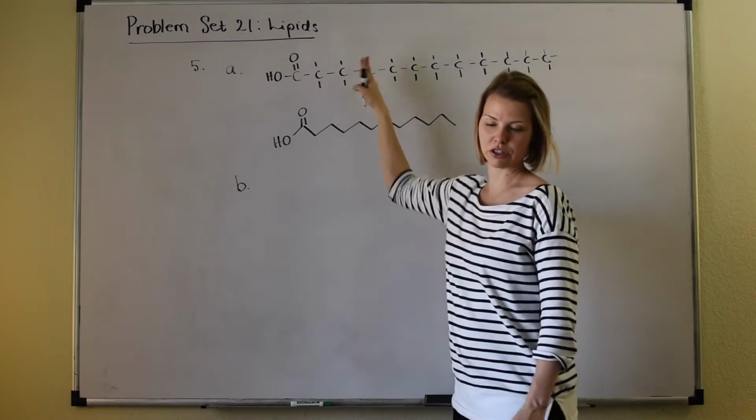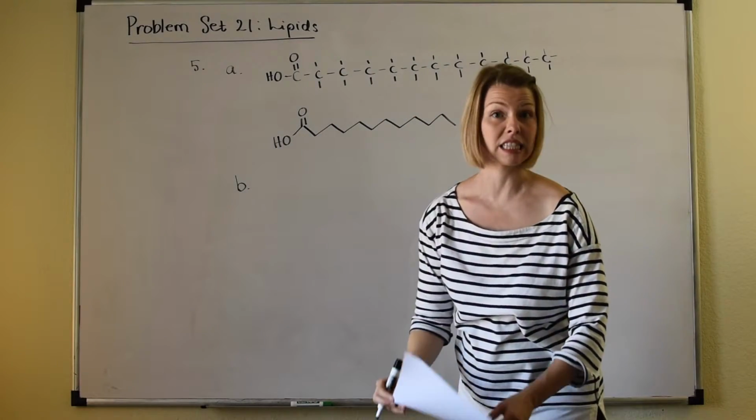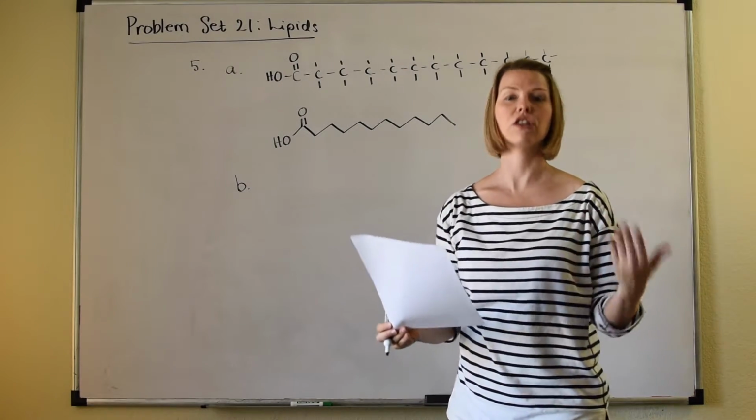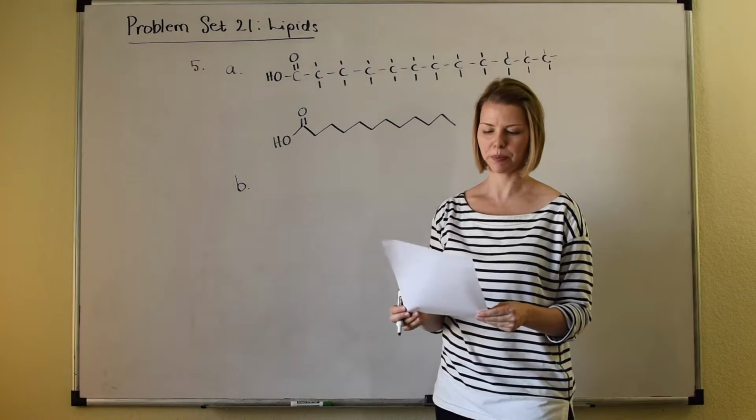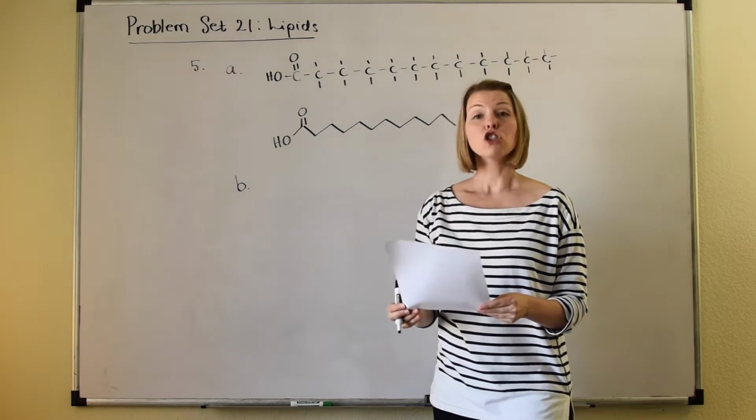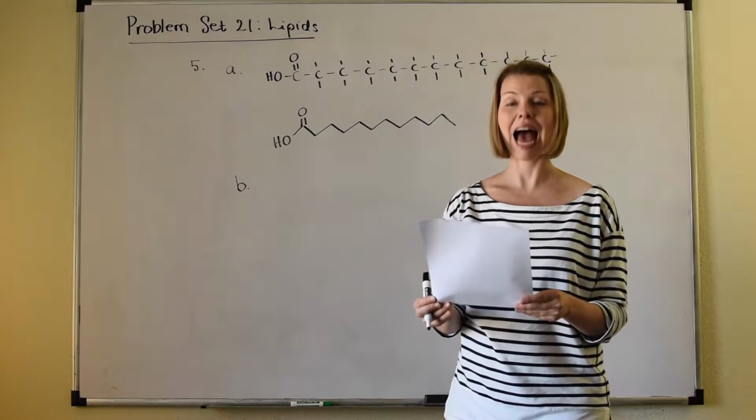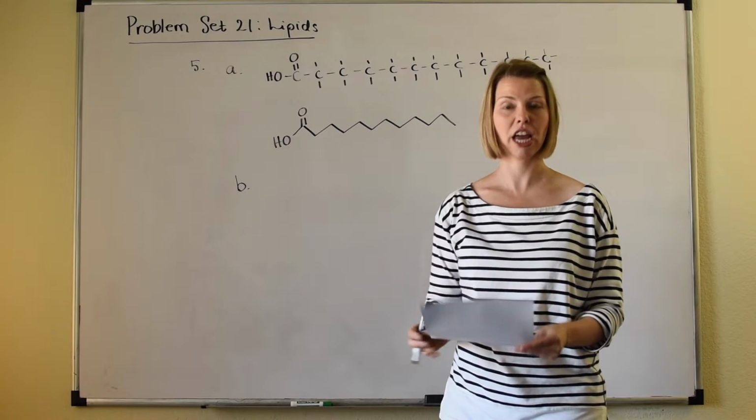So either one of these answers would be sufficient, since I didn't say in the problem to either draw it expanded or line. So that's why I went ahead and just drew it both ways for you. All right, part B. Draw a triglyceride with lauric acid as its 3 fatty acid chains.